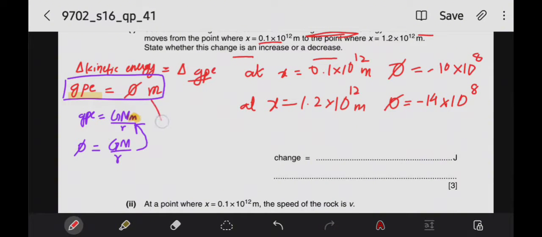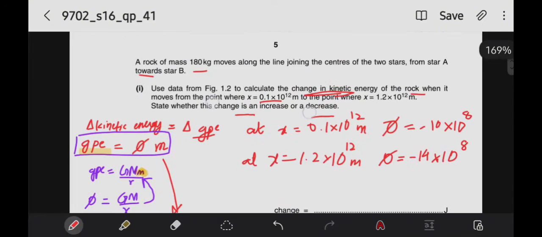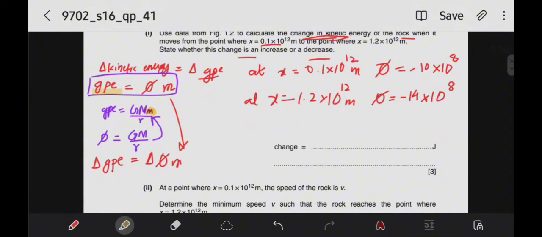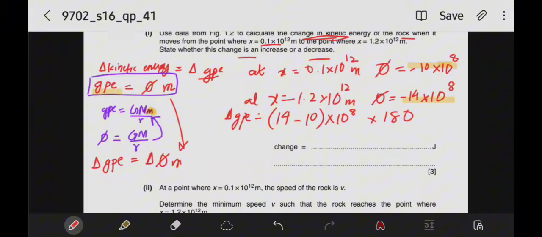Now, according to this relationship, we can say that change in GPE could be found out by change in gravitational potential times mass. We have mass here of the rock, 180, and we can find out the change using these. So change in GPE is equal to 14 minus 10, times 10^8 to find out the change, times 180 kg. And our answer of change in kinetic energy, remember that we found out change in GPE, and that is equal to change in kinetic energy, and that is 7.2 × 10^10 joules.